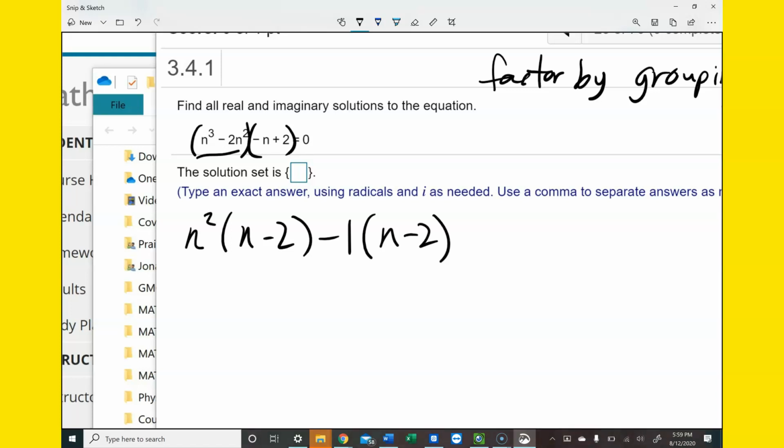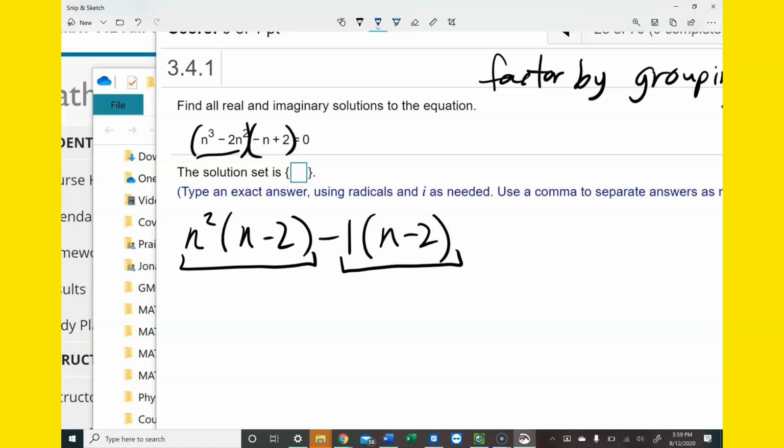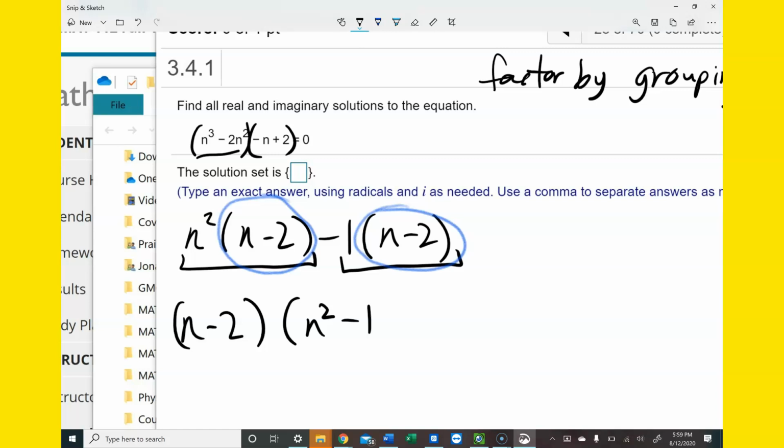Now what happens is, think of this as one big term and this as one big term. And what do they have in common? Those big terms now have the n minus 2 in common, so the n minus 2 is now kind of like the new GCF. I'm going to factor out n minus 2 from that expression. When I factor n minus 2 out of this part, I'm left with n squared. When I factor n minus 2 out of the second part, I'm left with -1.